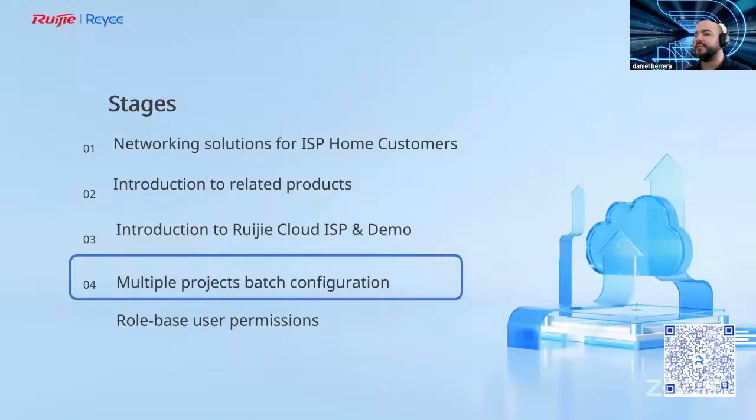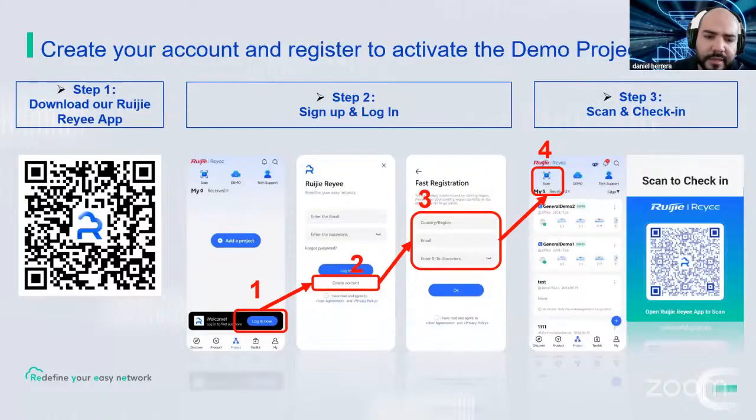Okay, for the fourth stage, multiple projects batch configuration. I think I already gave an intro about it. Okay, let's see what is going on here. Okay, it says invalid QR code. Okay, did you try to scan it? Okay, there's a scan feature where you can select the image there, Mr. Anand. So let's see if we can get you using the check-in.